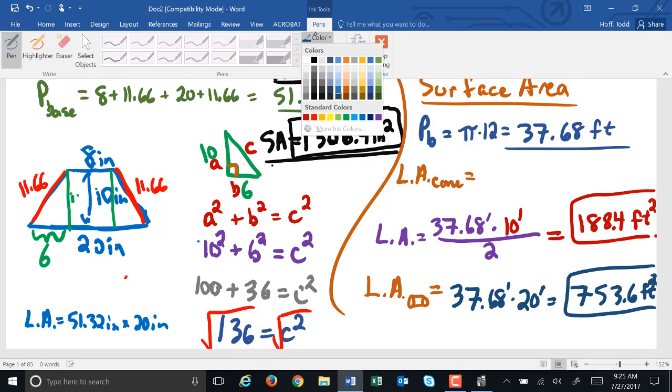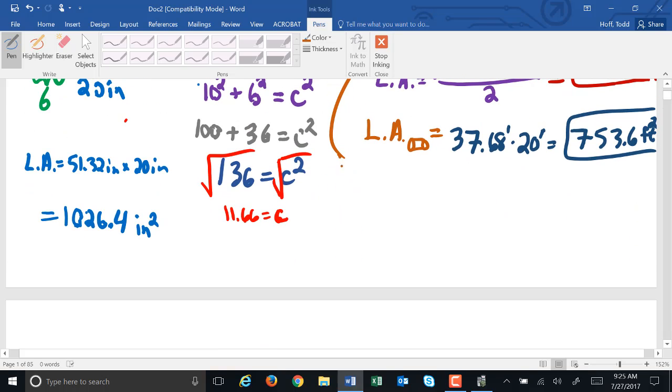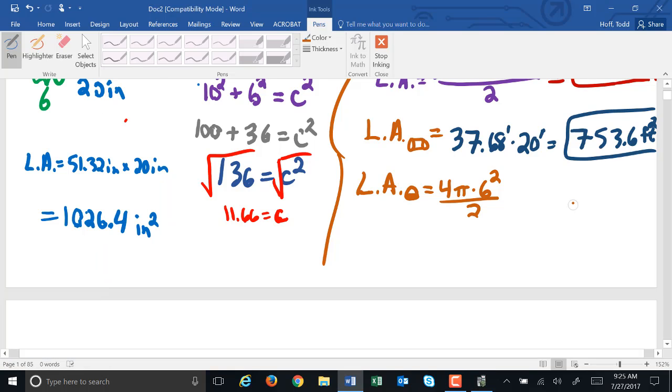And then finally, the lateral area for half a sphere, well, surface area for a sphere is 4 times pi times radius squared, and of course we're going to have to divide that by 2. Gives us 226.08.